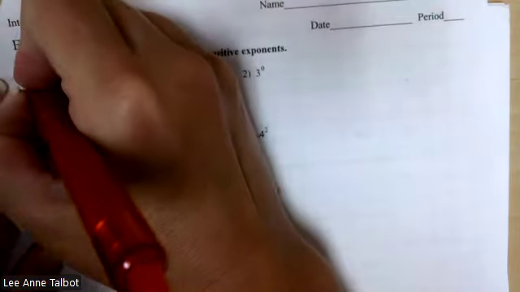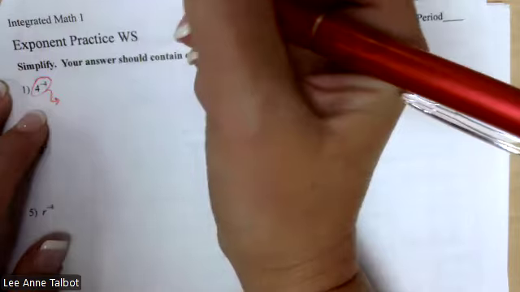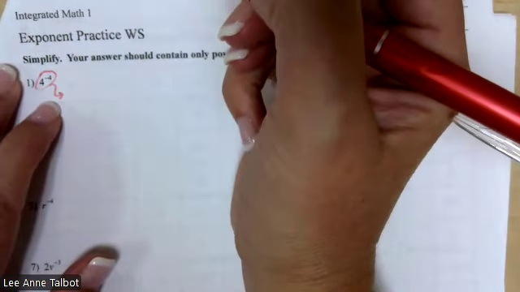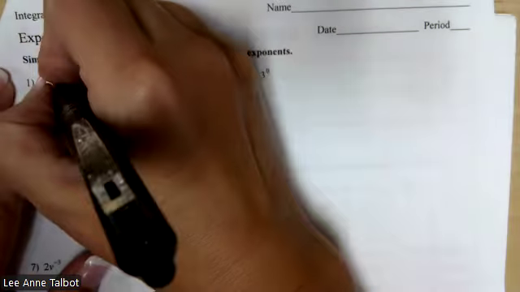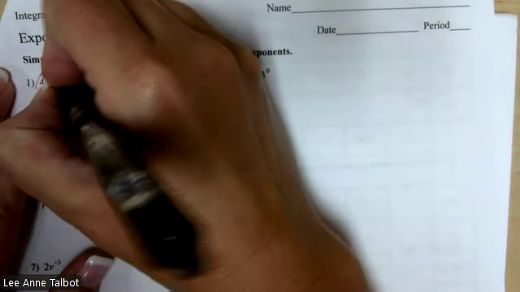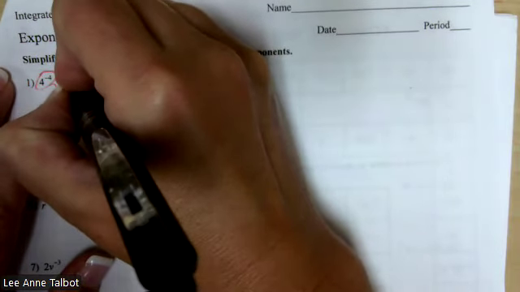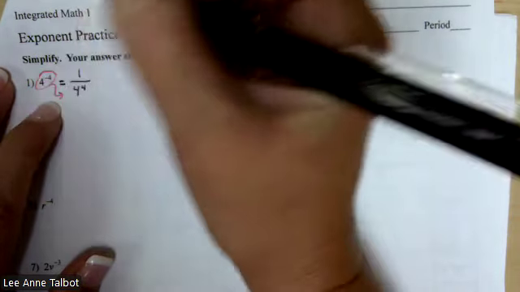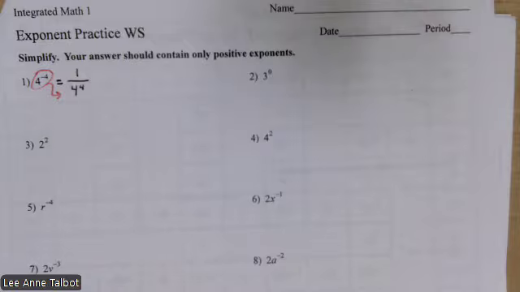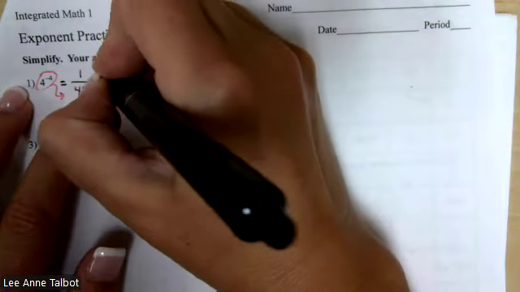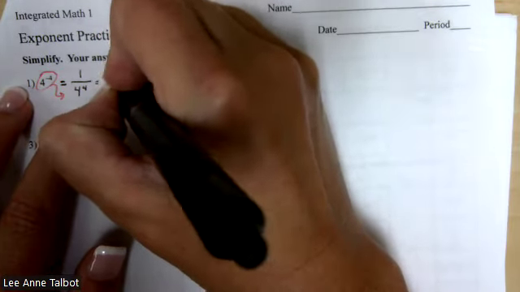I noticed that it has a negative exponent. So I circle it and I'm going to move it to the bottom. Negative exponents go to the other side of the fraction and become positive exponents. So that's a reciprocal, 1 over 4 to the 4th. And what is 4 to the 4th? 256. Beautiful.